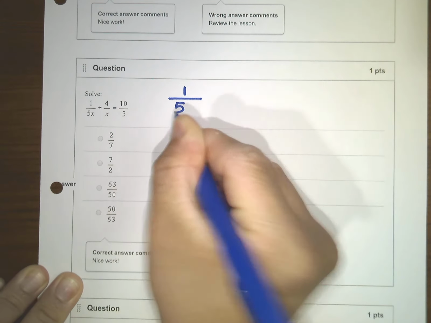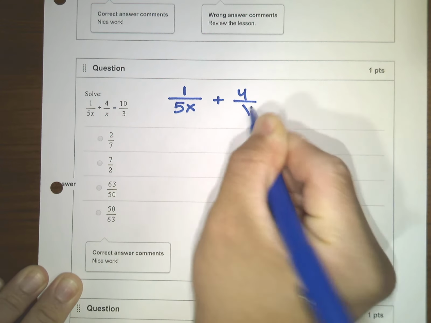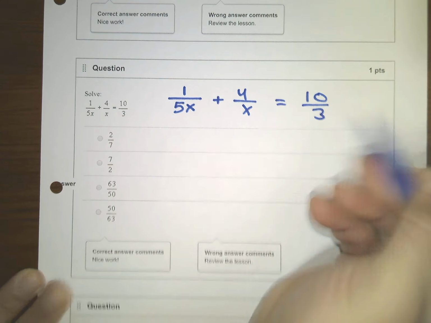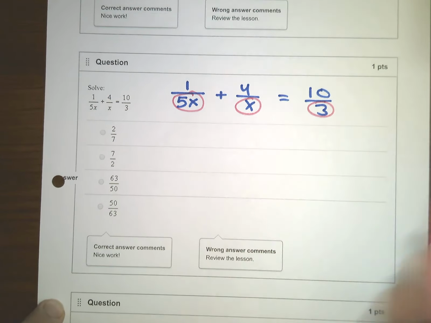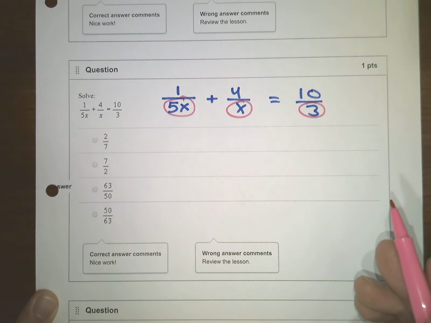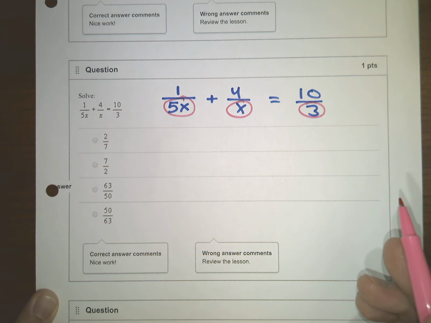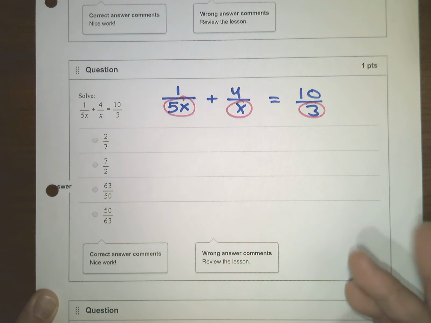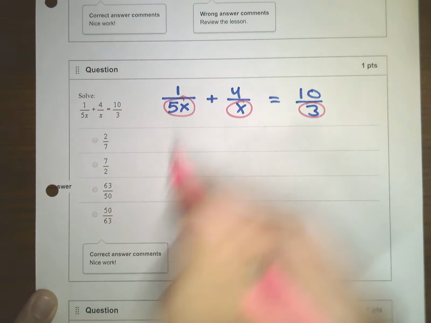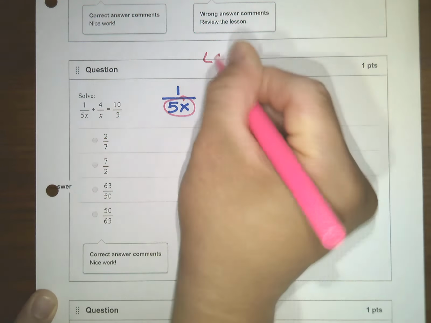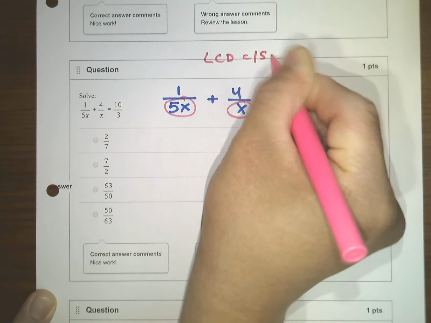Alright, let's try another one here. I have 1 over 5x plus 4 over x equals 10 over 3. So let's look for the least common denominator. I have a 5x and an x and a 3. So I see that the lowest expression that all of these will go into is going to be 15x. So the lowest common denominator is 15x.